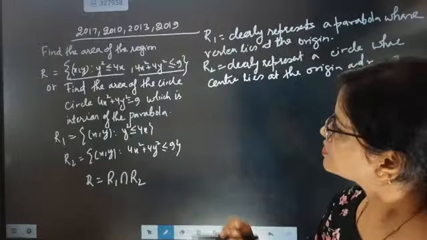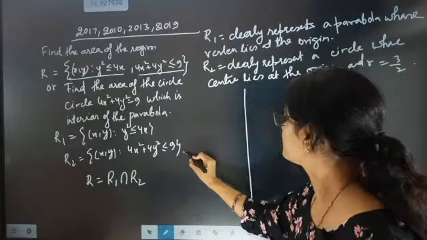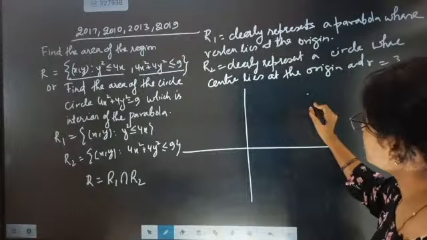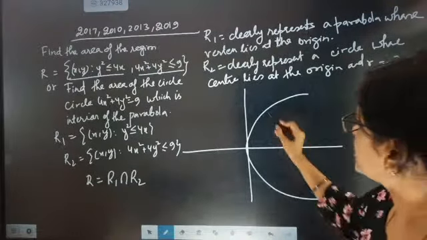Fine. So now look here, beta. First the region division we have done. So now we are going to draw. Ready? So now the parabola region is coming, this one. Now the circle region is coming as this one.